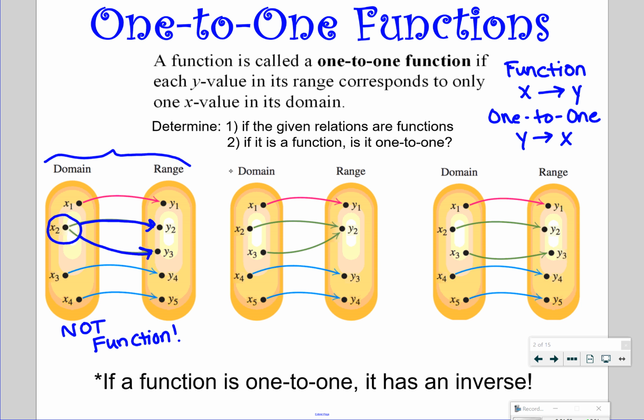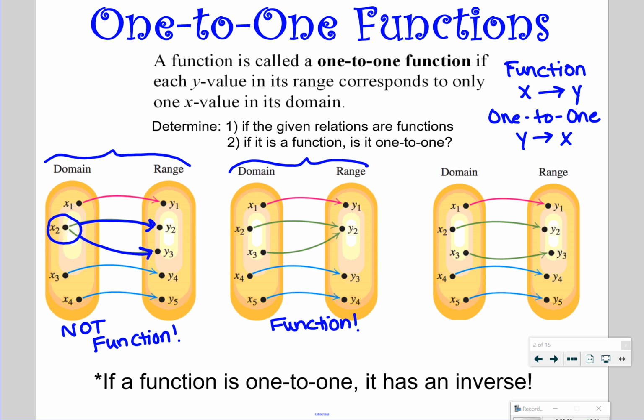All right, let's look at the middle diagram. Here again, we're looking, is it even a function? Does each x go to exactly one y? And the answer is yes. Each x has one y value that it corresponds to. x2 and x3 go to the same y value, but that's okay. They each go to only one. So we would label this as a function. Each x has exactly one y.